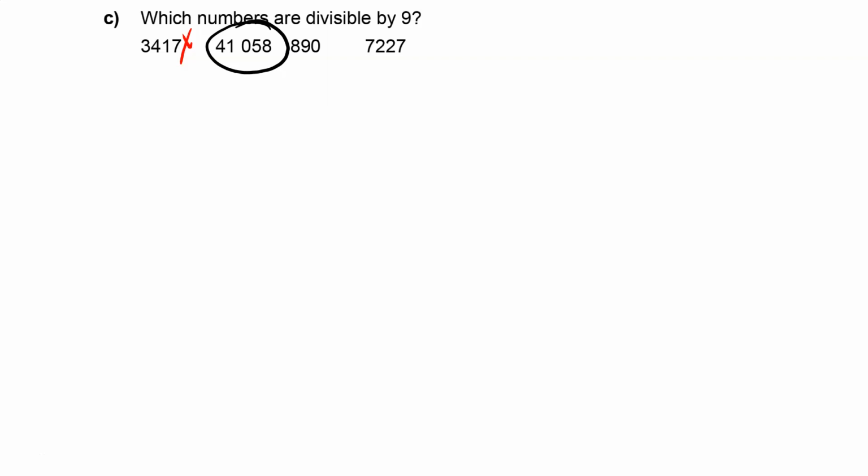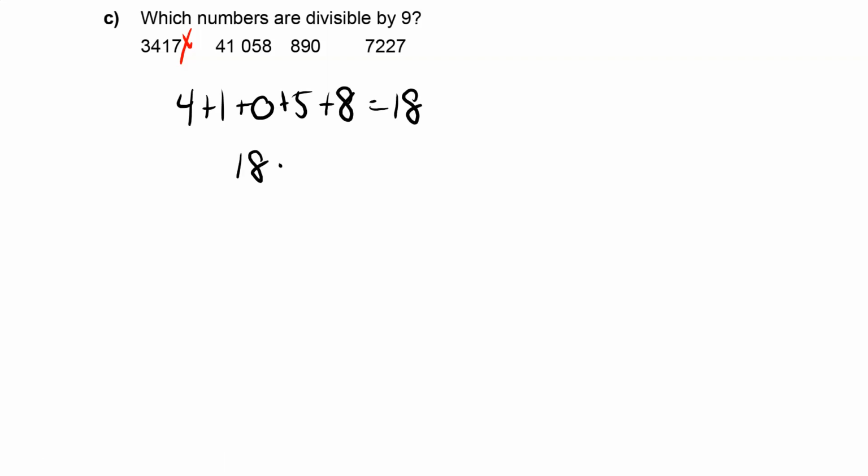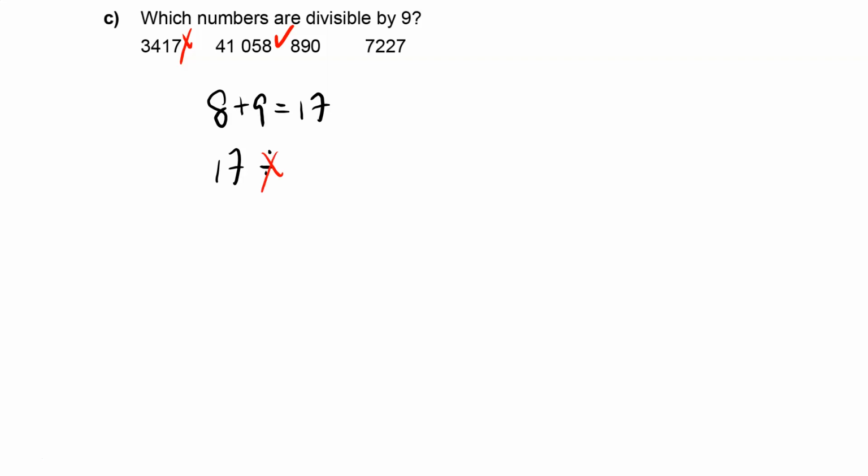Looking at 41,058, 4 plus 1 plus 0 plus 5 plus 8 is equal to 18. 18 divided by 9 is 2. So we can then say that 41,058 is divisible by 9. Looking at 890, 8 plus 9 plus 0 is equal to 17. 17 is not divisible by 9. So we can say that 890 is not divisible by 9.